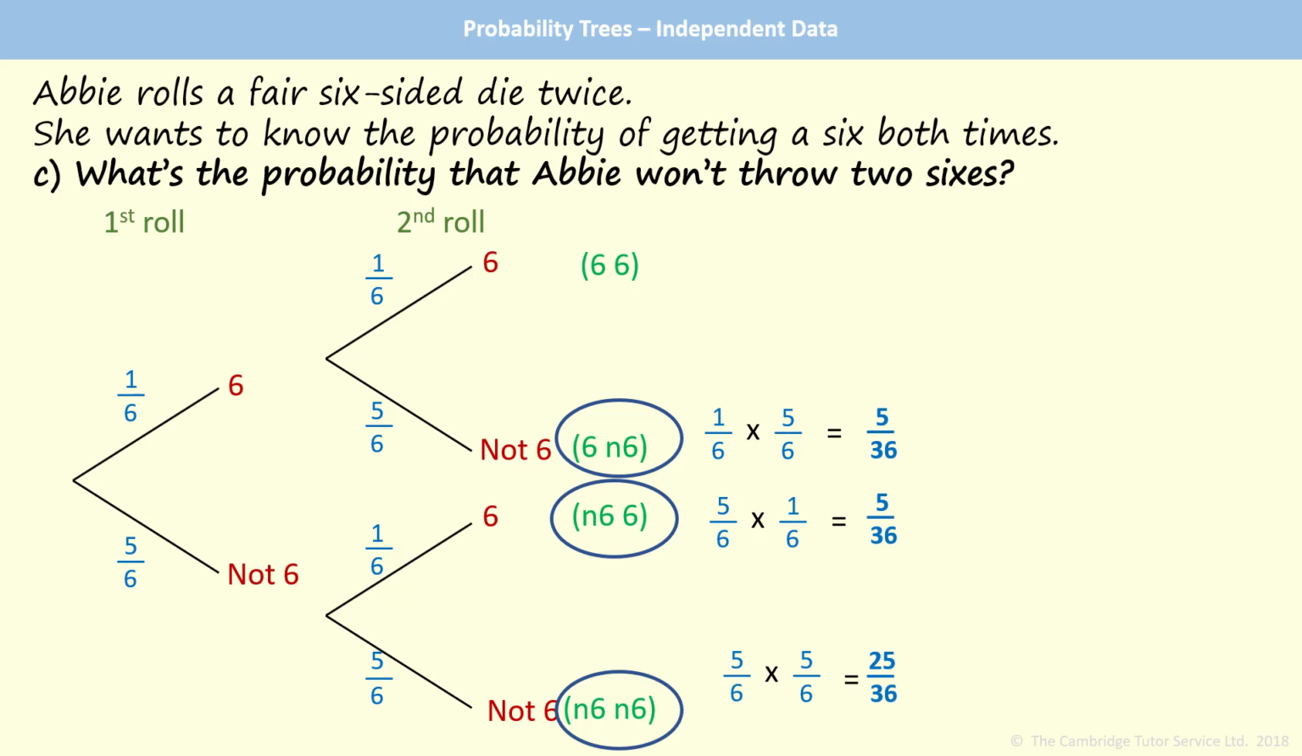To get the probability of all those combinations, we need to add those results together. 5 36ths, add 5 36ths, add 25 36ths, which is 35 over 36. And that's the probability that Abby won't throw 2 6s.